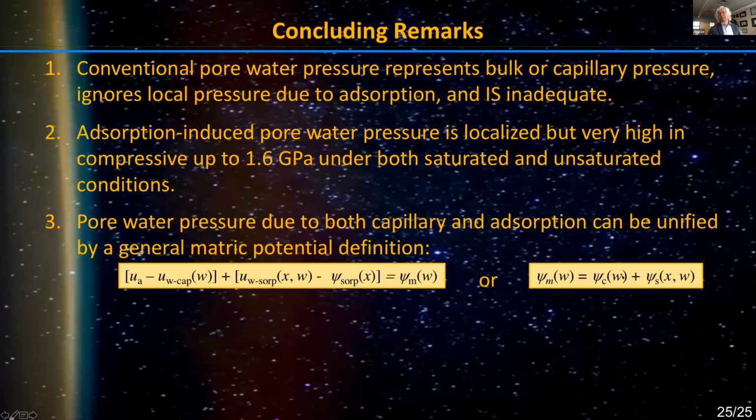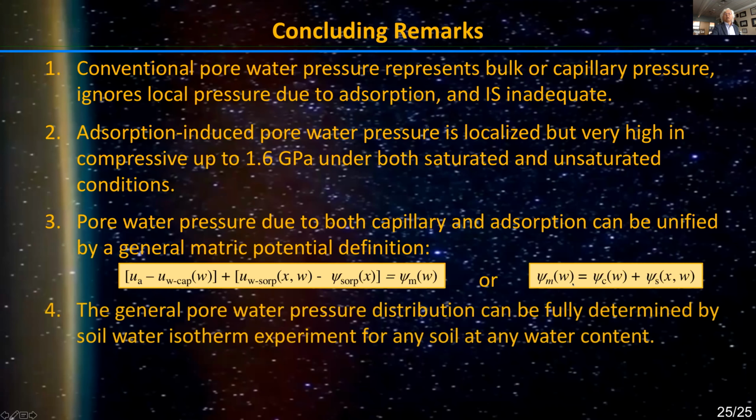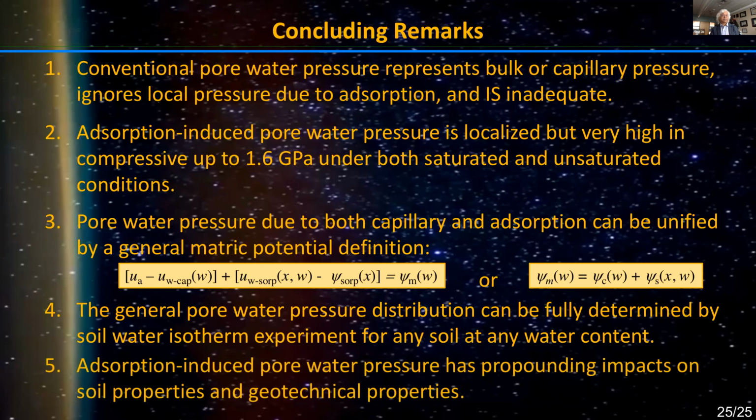And you can write it simply as basically two parts. And then we can use the experimental method to quantify that one, using the soil water isotherm. We can basically predict the pore pressure distribution for any soil under any water content once you measure the soil water isotherm and use the unitary definition of the theory. The adsorption-induced pore pressure I am talking about today has a profound impact on the engineering property, soil fundamental property, and the geotechnical engineering property, as I showed you today.